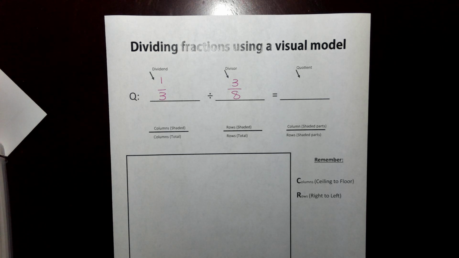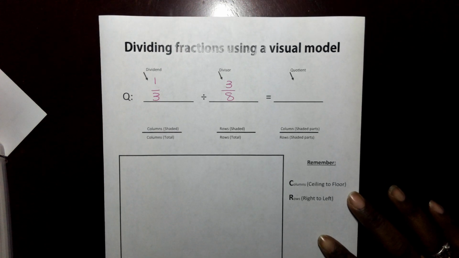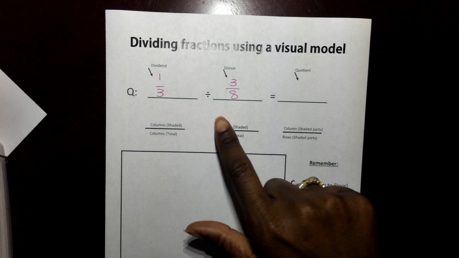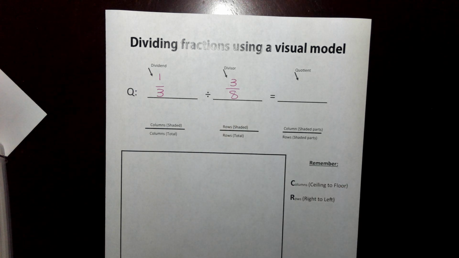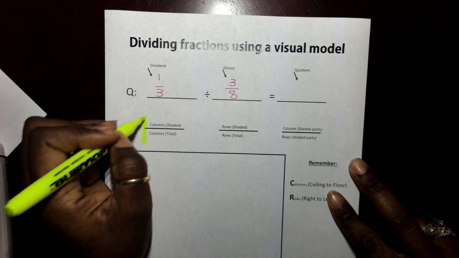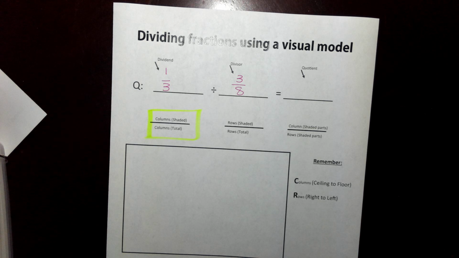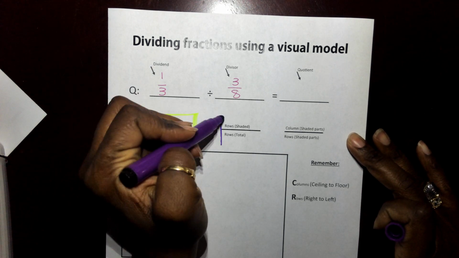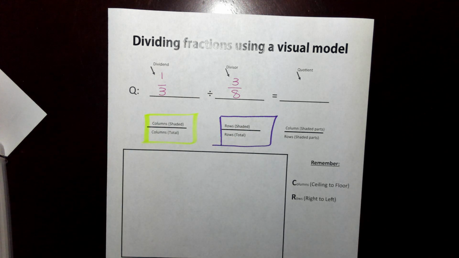All right, so we have had time to try to figure out how to solve for 1/3 being divided into groups of 3/8 to find the missing part. So I'm going to use two colors just so that we can keep track of what is going on. I'm going to use yellow for my columns, and purple for my rows.